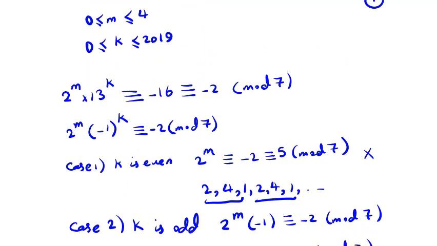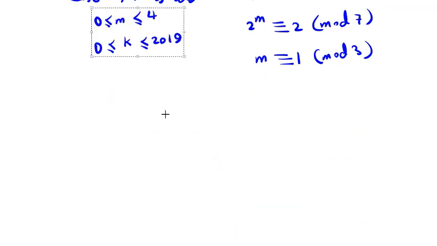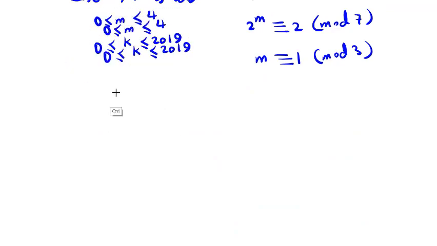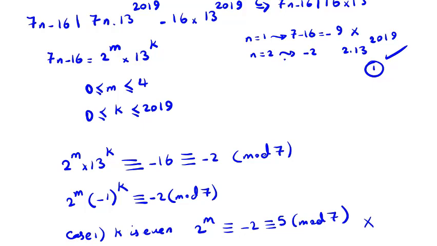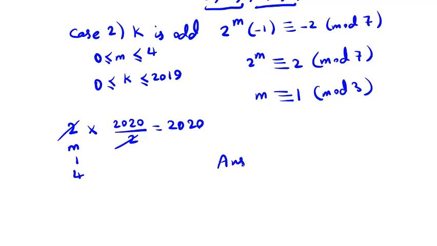Now, here we know m is between 0 and 4. Let's copy it here. Okay, now, m can be what numbers? Can be only 1 and 4, because mod 3 is 1 and it is between 0 and 4. And k are odd numbers from 0 to 2019. It is 2020 over 2, so if we count all of them, we have 2020 numbers here. Also, we had 1 number here for n equals 2 and 7n minus 16 equals negative 2. So the answer is 2020 plus 1, 2021.